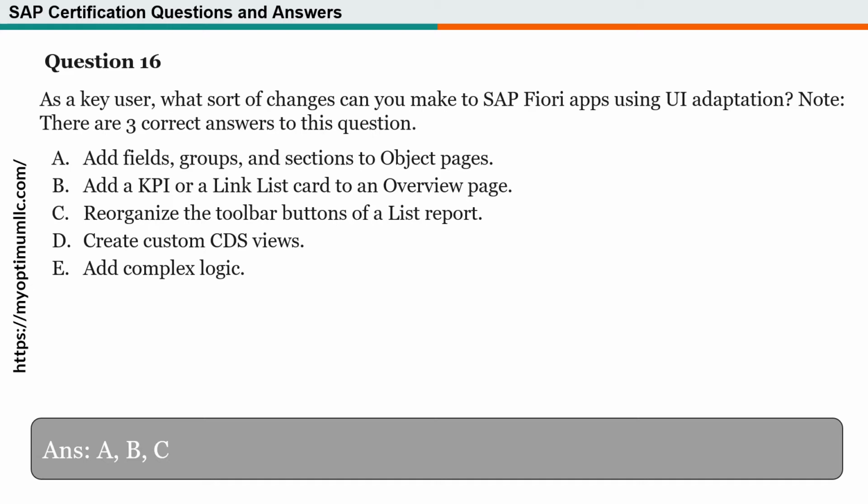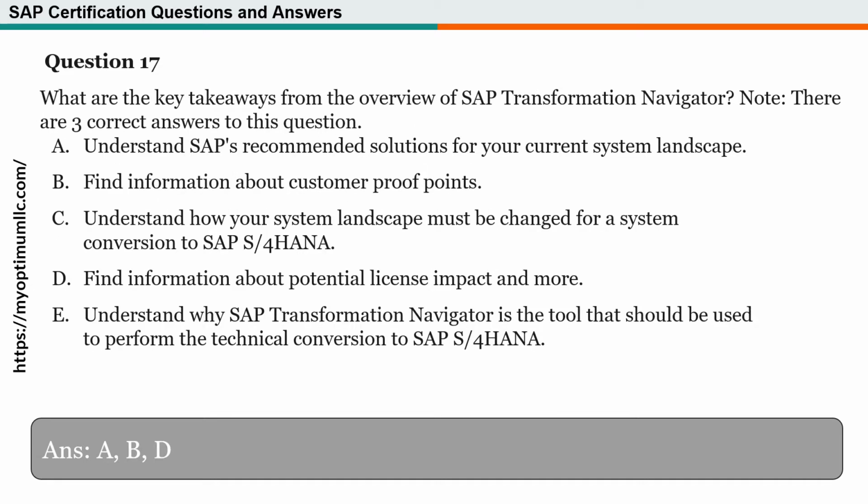E. Add complex logic. Question 17. What are the key takeaways from the overview of SAP Transformation Navigator? Note, there are three correct answers to this question. A. Understand SAP's recommended solutions for your current system landscape. B. Find information about customer proof points. C. Understand how your system landscape must be changed for a system conversion to SAP S/4HANA. D. Find information about potential license impact and more.